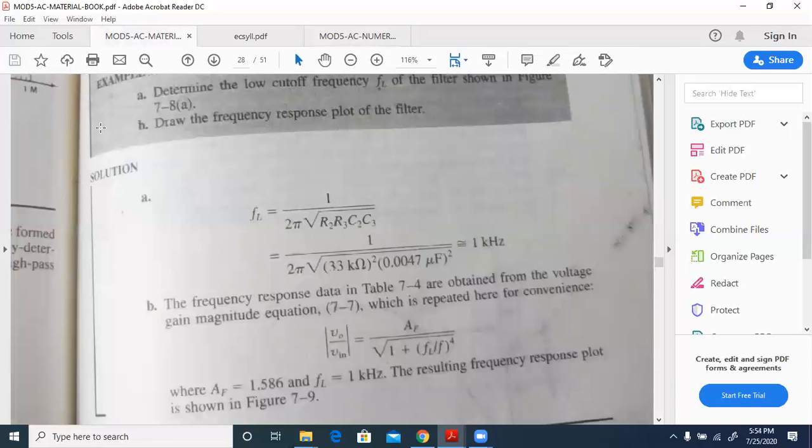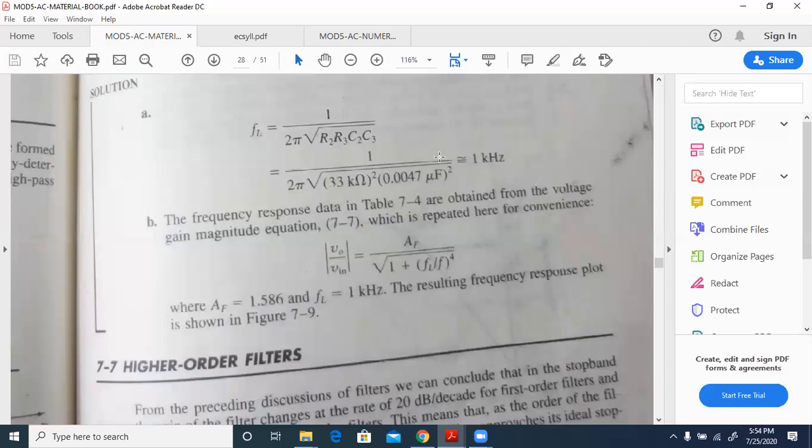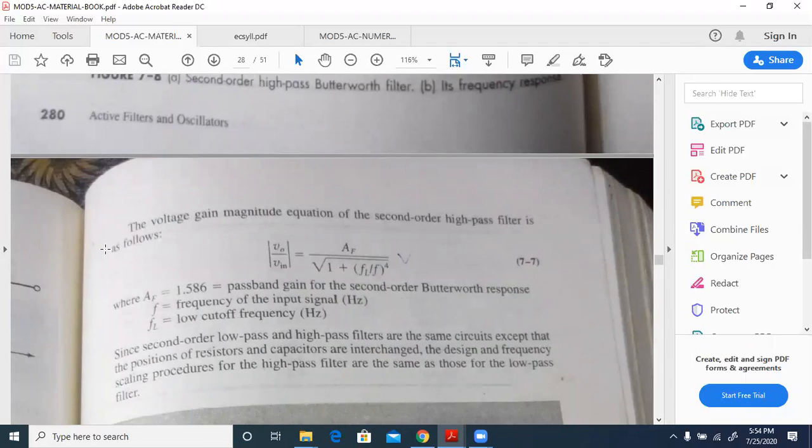For the values given in this figure, he has found the FL to be this much, but we might have some difference in the value. The frequency response data in table 7.4 are obtained from the voltage gain magnitude equation 7.5, which is repeated here for convenience. V0 by Vin is equal to AF divided by 1 plus FL by F whole to the power 4. Okay, so AF should be equal to 1.586, he says, but is it really that?